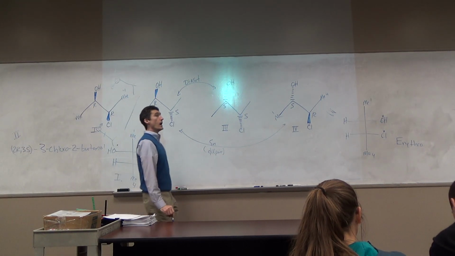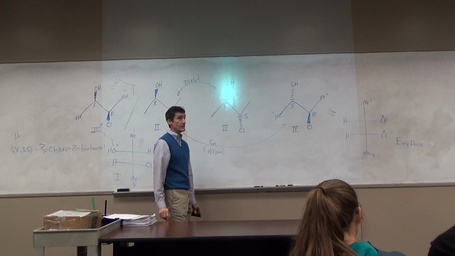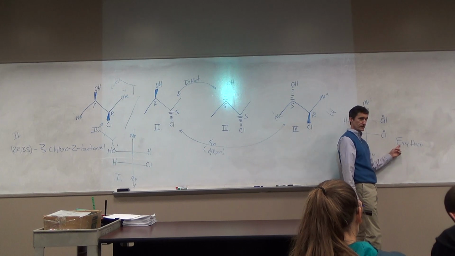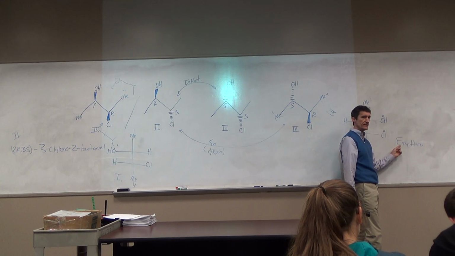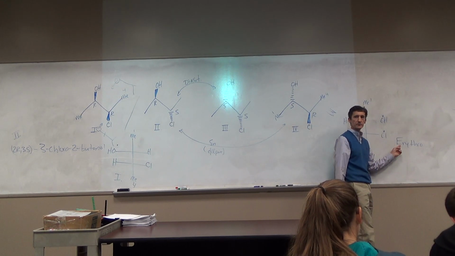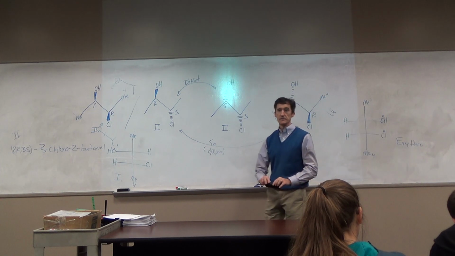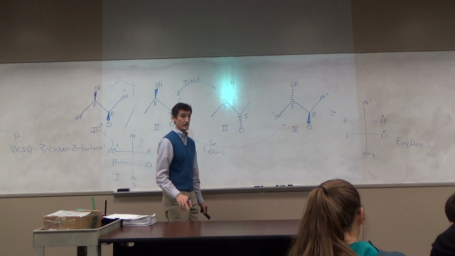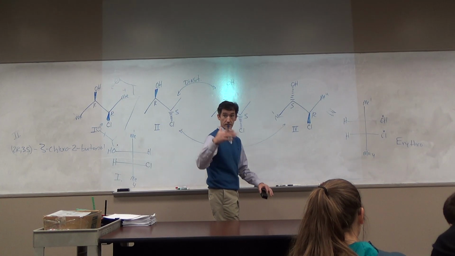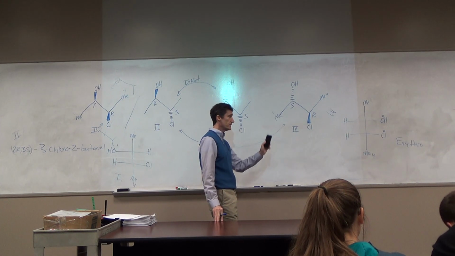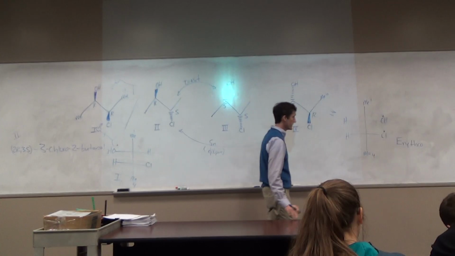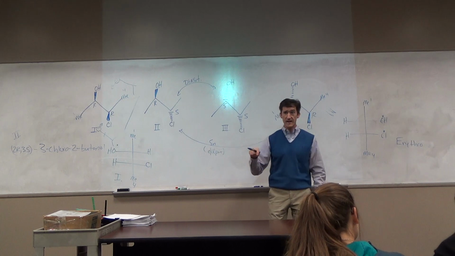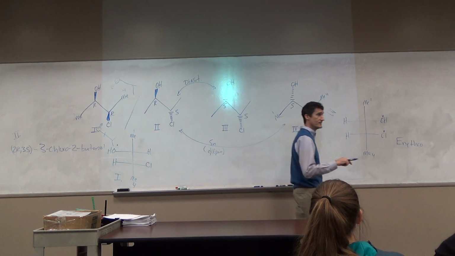Don't get confused with alkenes. See, this is an E, erythro. In alkenes, E means what about your high priority groups? Opposite. They're on opposite sides of the alkene. Trans. Okay, so don't get it mixed up. And if they're on the same side of the alkene, that's Z.